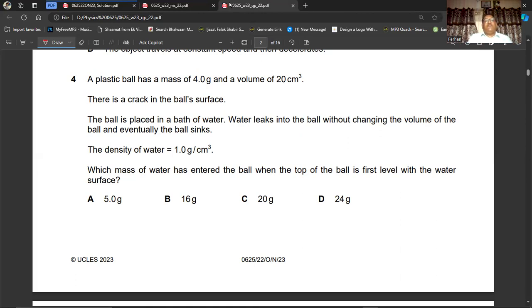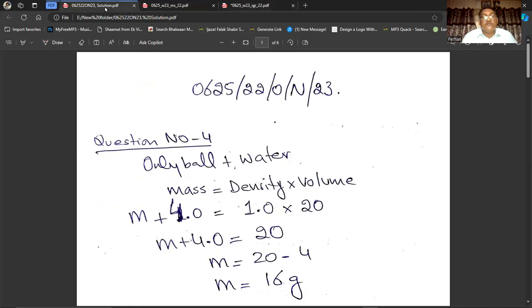The density of the water is 1.0 gram per centimeter cube. That means the density of the ball after the water entered into it has become 1 gram per centimeter cube or more than this. That's why the ball sank. The volume of the ball has not changed. Which mass of the water has entered the ball when the top of the ball is first level with the water surface? These are tricky questions. Let me show you my solution. Here, the mass of the ball plus the mass of the water will be equal to density multiplied by volume.